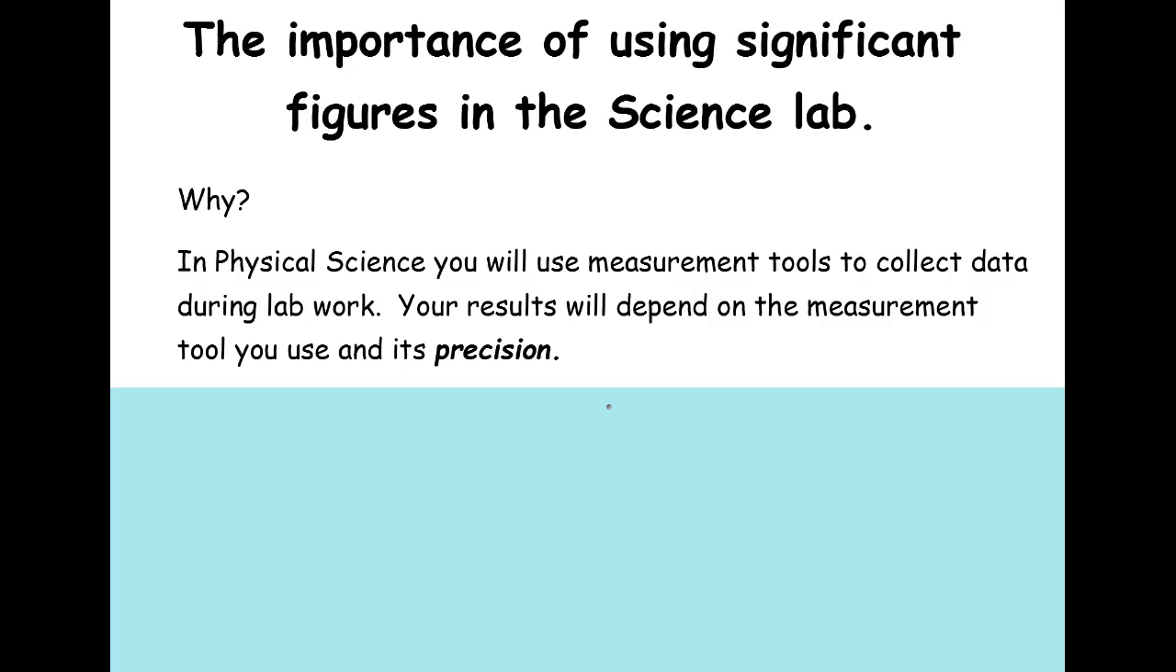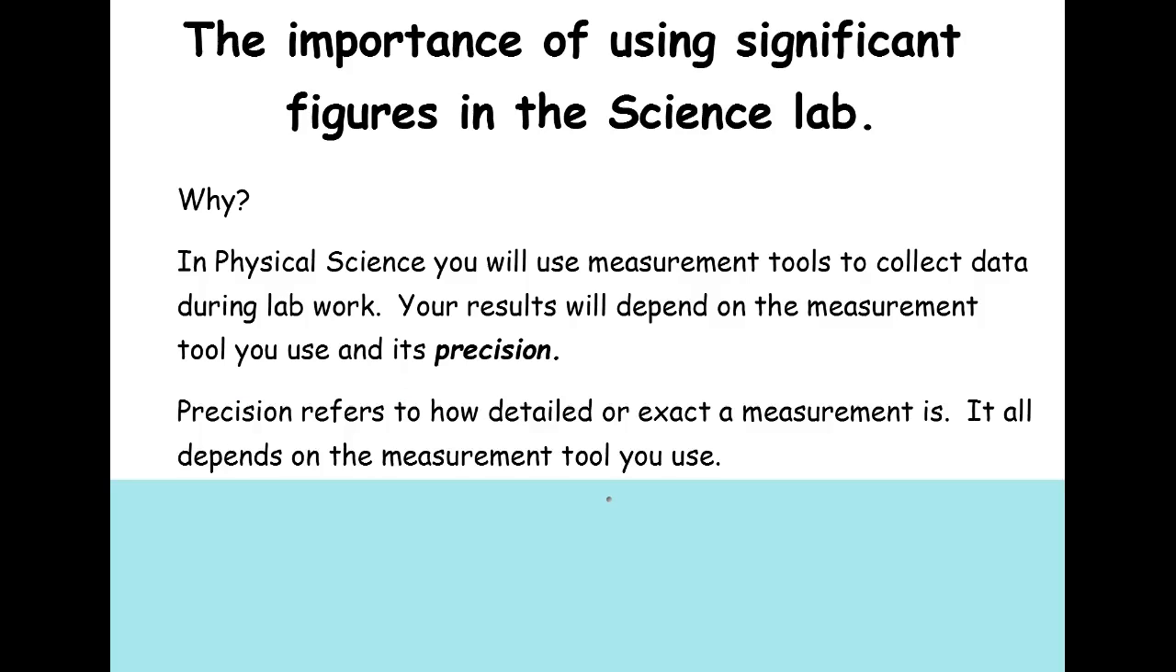The first question to answer is why? Why is it that we need to use significant figures? Well, in your physical science class, you will use measurement tools to collect data during lab work. Your results will depend on the measurement tool you use and its precision. Precision refers to how detailed or exact a measurement is. It all really depends on the measurement tool you use.